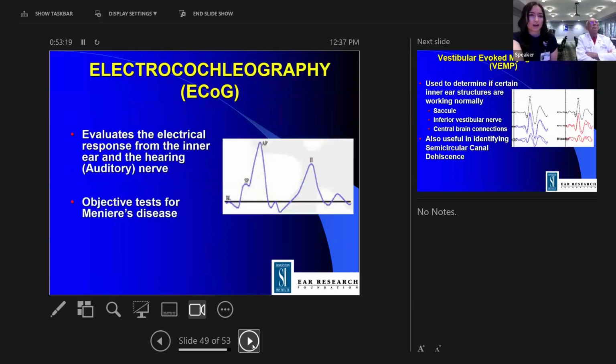Then right after we do that sort of testing, we'll move on into an electrocochleography or an ECOG. This is a really great tool to help us figure out what the electrical response from the actual inner ear is doing and how it's communicating with the auditory nerve. This is a great tool for us to figure out if there's any potential for endolymphatic hydrops or Meniere's disease.